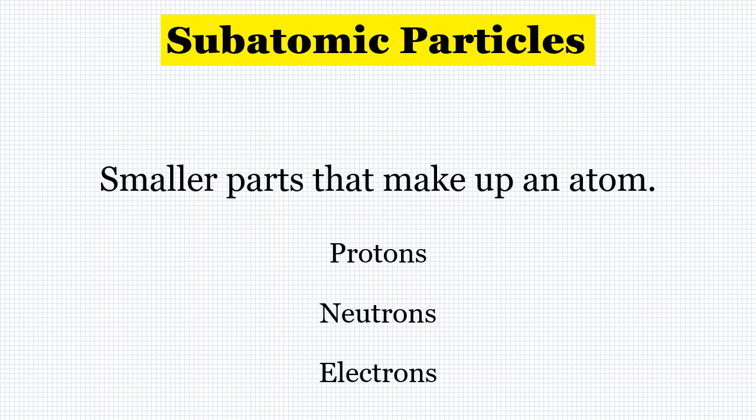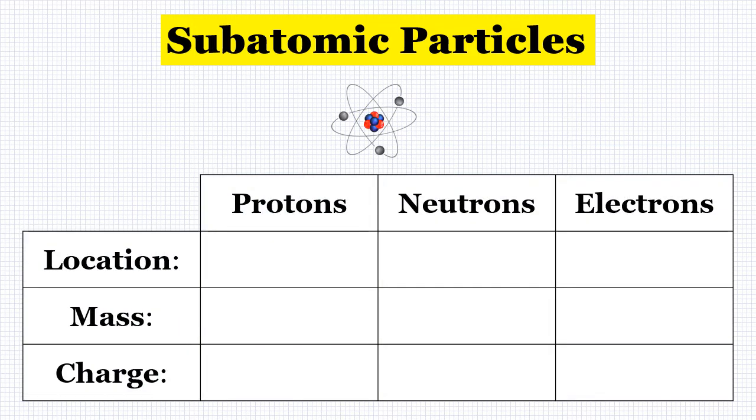Subatomic particles are the smaller parts that make up an atom. Now, we already said that you cannot break elements down into simpler things, so we can't take an atom and really break it apart into all these little minor components, but these are the parts that make up an atom. You've got protons, neutrons, and electrons. You've probably heard those terms before in other science classes.